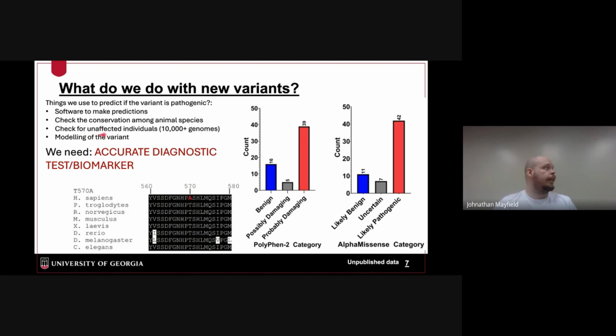We also can check for unaffected individuals. There's a large database where they sequenced more than 10,000 genomes. If we find a particular variant is also in that population in a person without intellectual disability, similar to the variant on the last slide that I mentioned, that might suggest to us that it's not causal, because we know somebody has it that isn't affected. And then we can also model that variant, and that gives us an idea of what we need to test in order to understand that variant better.